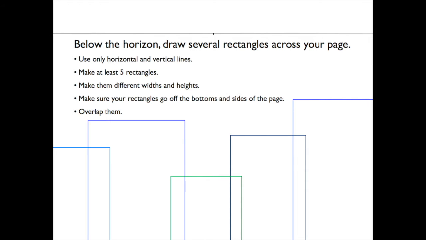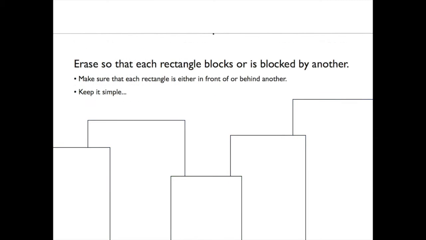In this case, I made 5. It seems to work very well. I have placed them all below the horizon line, and I have left no gaps between them. Since these will be the fronts of our buildings, now we will choose which ones will be closer to us and which ones farther away. We will erase the parts that are farther away behind the other building fronts.